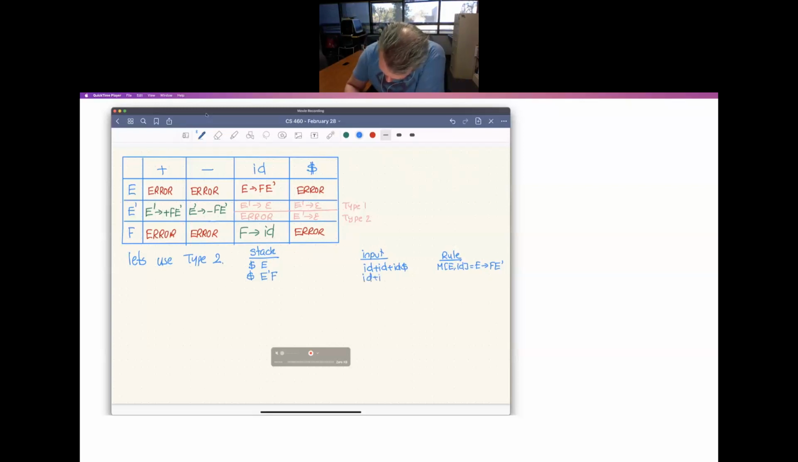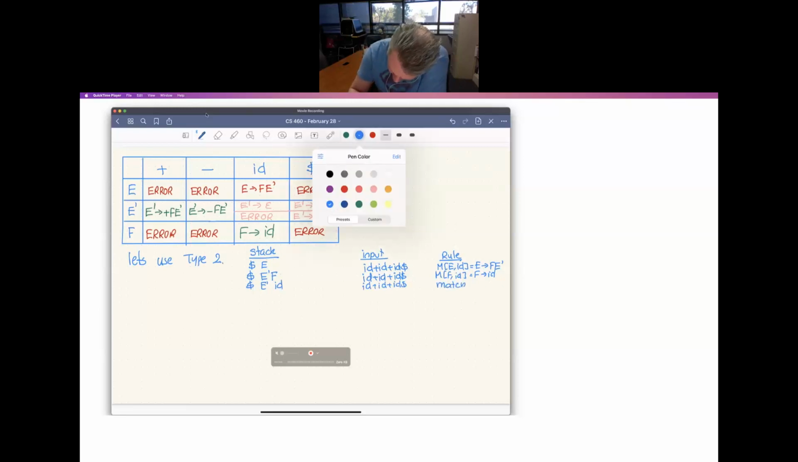We didn't touch this at all. We just looked at the lookahead. So what should I do if I have an ID as a lookahead and an F on top of the stack? An F with an ID is replace the F by ID. All right. M of F ID is F goes to ID. Right, easy enough. E prime ID. Didn't touch this yet. But now I have a match. I want the light green here. That matches that. So we'll remove them.